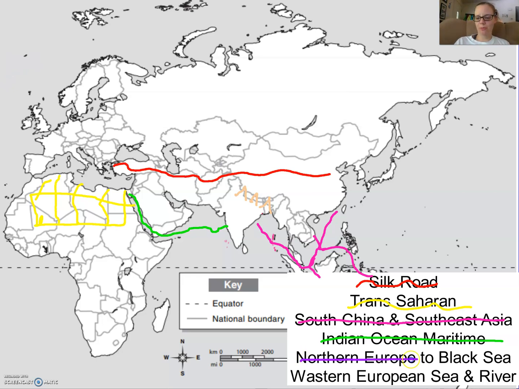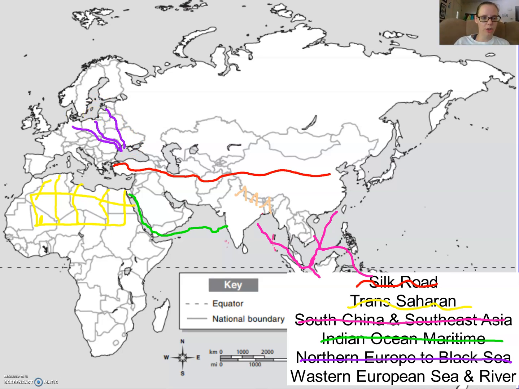So, Northern Europe to the Black Sea is first. Here's the Black Sea here above Anatolia, right above where the Ottoman Empire is. And it's going to connect to these northern sections, to Germany, to modern-day Poland, etc. Because that would be significantly faster than going along this Western European route.